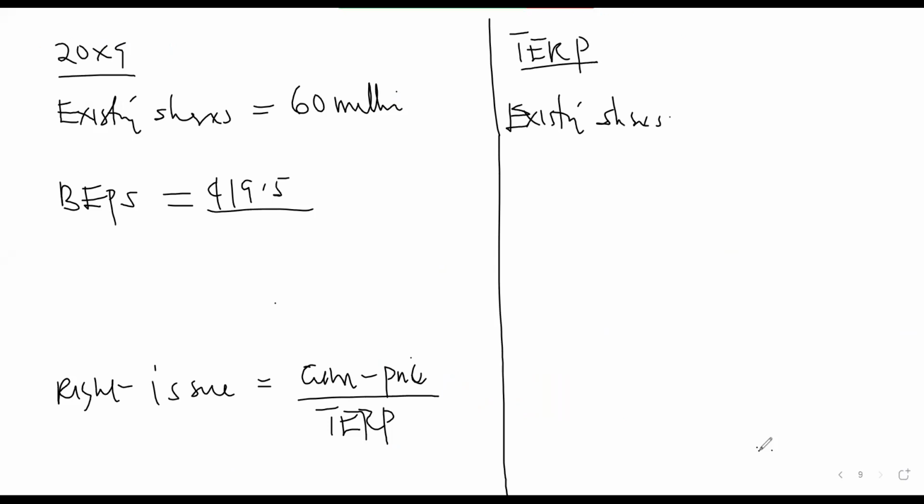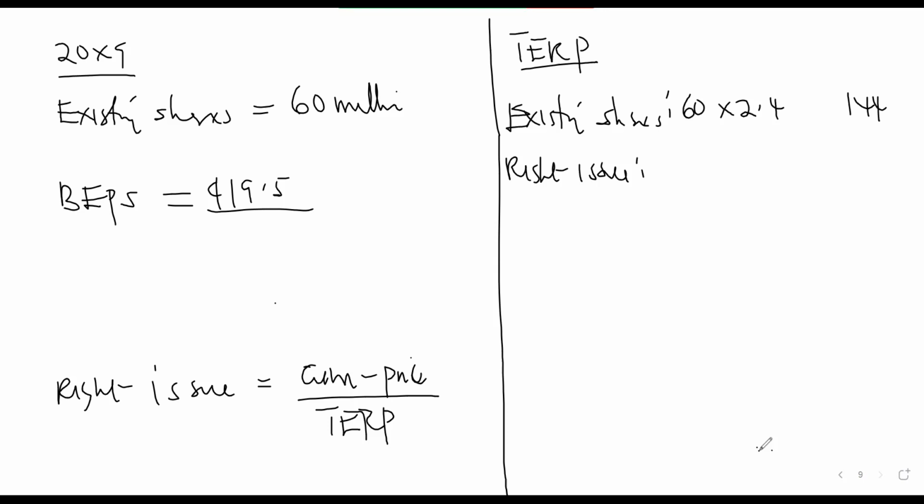Okay, let's come to the existing shares. What is the number of existing shares that we have? It's 60 million. One share is 2.4. So what will be the total value of the existing shares? I'm having 144. Okay. So we now do a right issue.